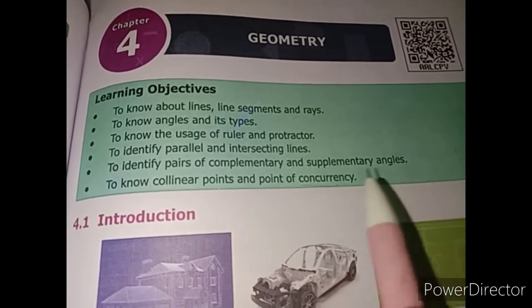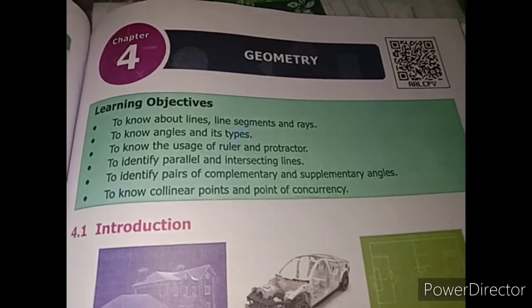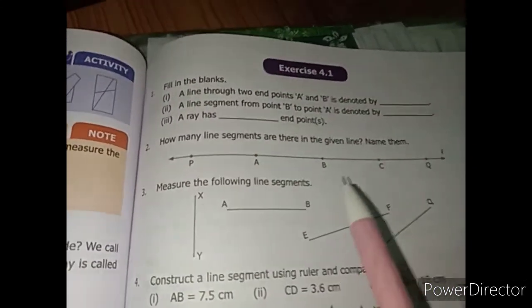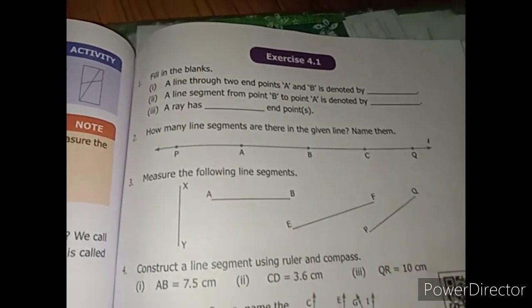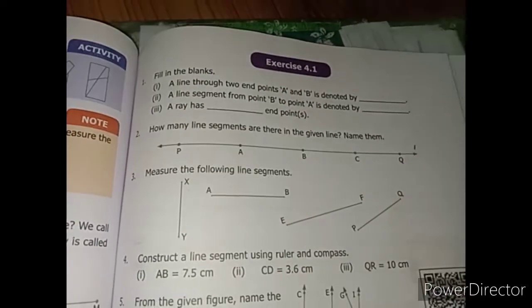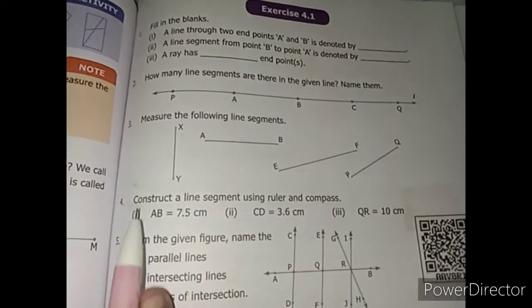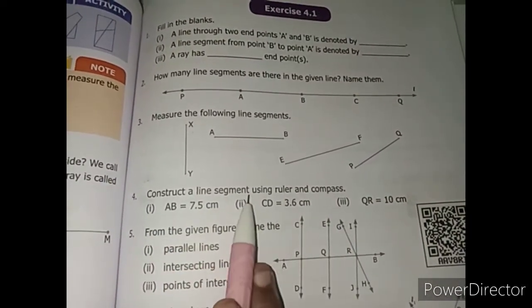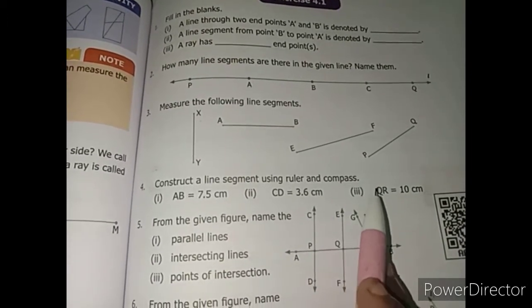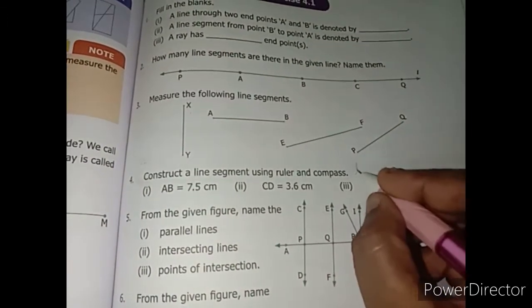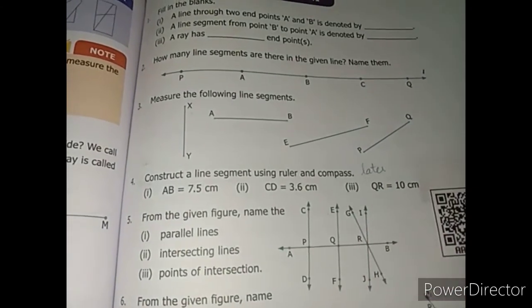Let's enter into exercise 4.1. As I told you, we are starting with exercise 4.1. Before that, I just want to tell you something. Here we will be having some practical, see this one, construct a line segment using ruler and compass. So this comes under practical geometry. This one we will see in the next video.